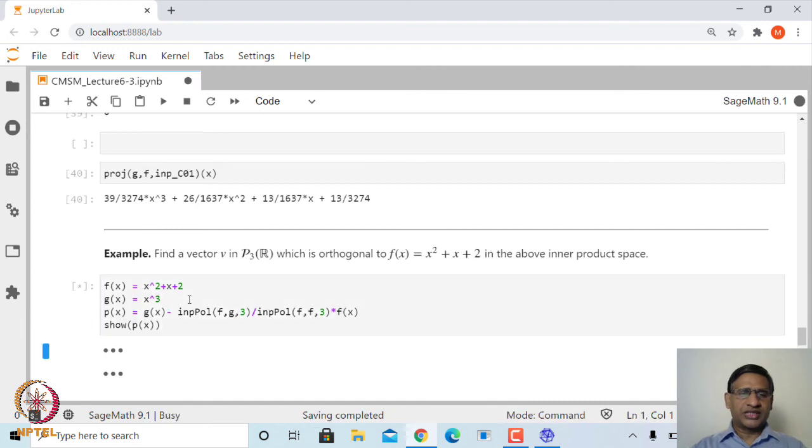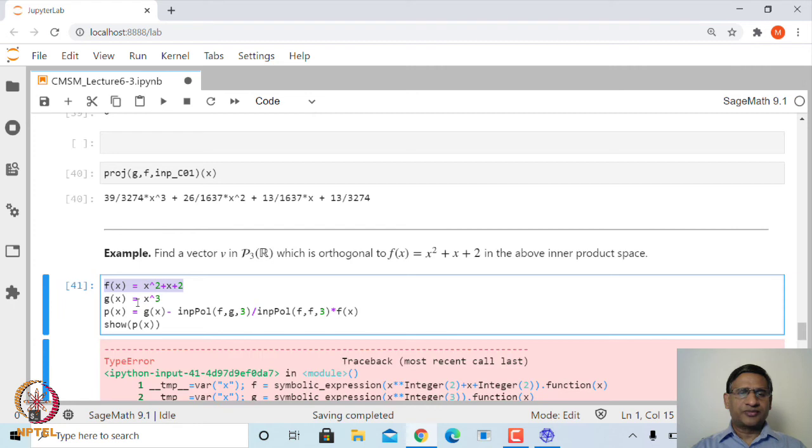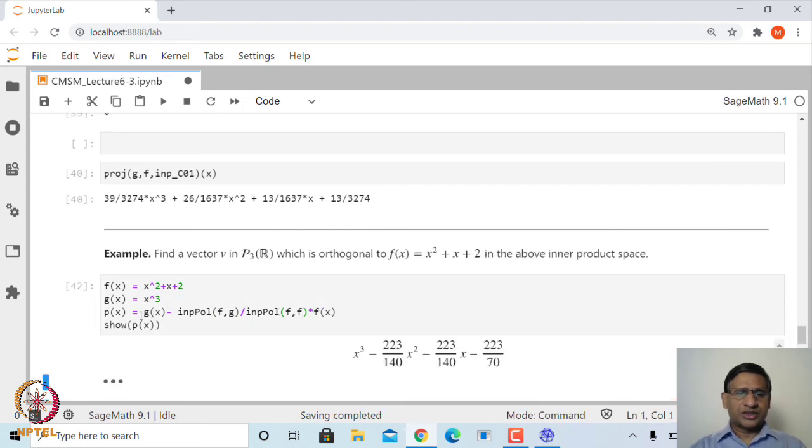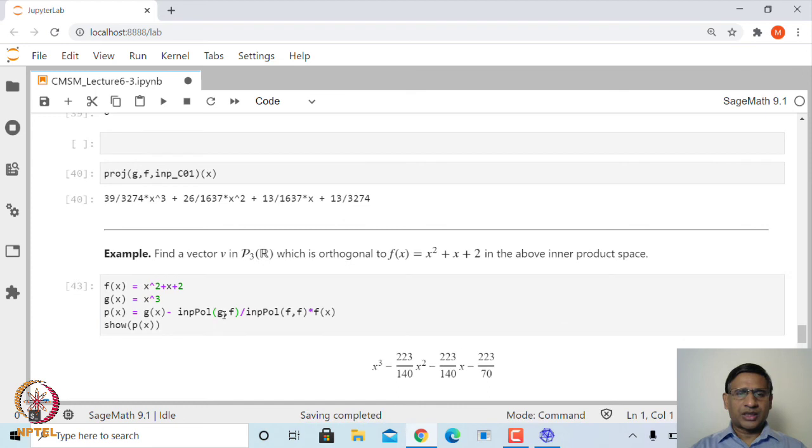So, let us see that. We define f(x) is equal to x square plus x plus 2, g(x) as x cubed, and define p(x) is equal to g(x) minus the orthogonal projection of g onto f. So, here it should be the inner product of g and f.